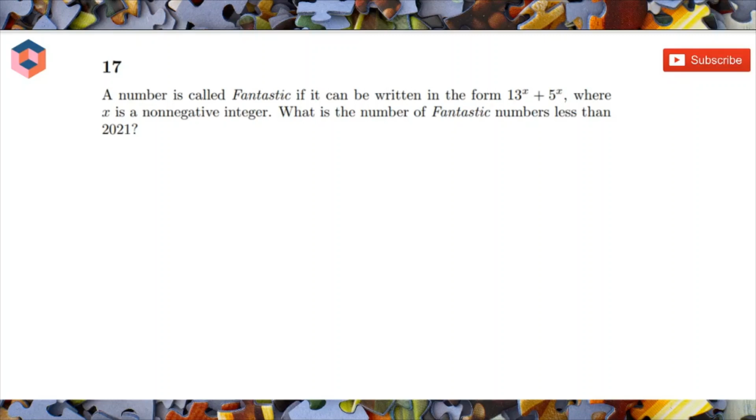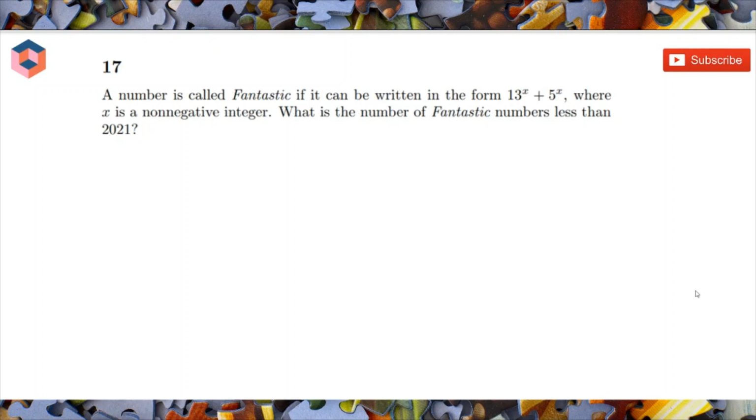This problem was rather easy, and it's the last problem before our Amazon gift card giveaway. A number is called fantastic if it can be written in the form 13 to the power of x plus 5 to the power of x, where x is a non-negative integer. What is the number of fantastic numbers less than 2021?